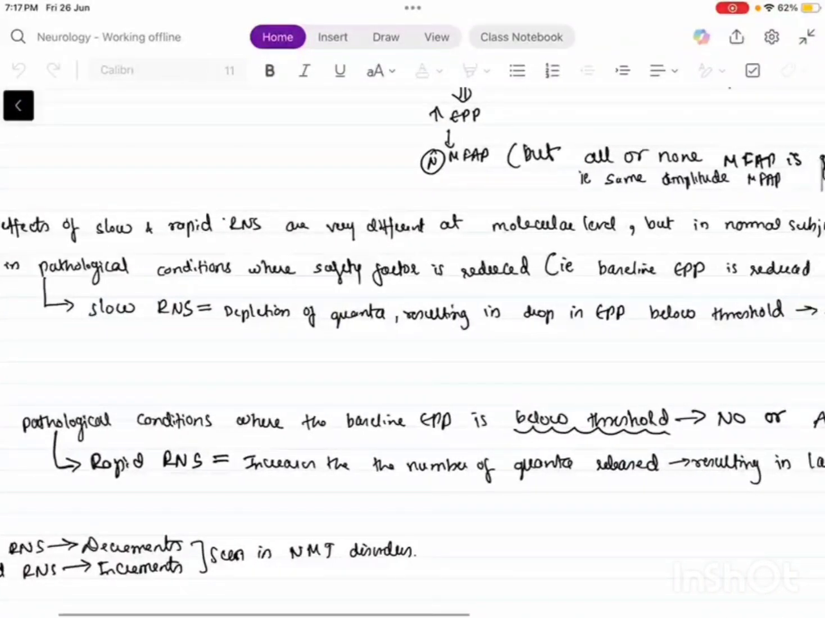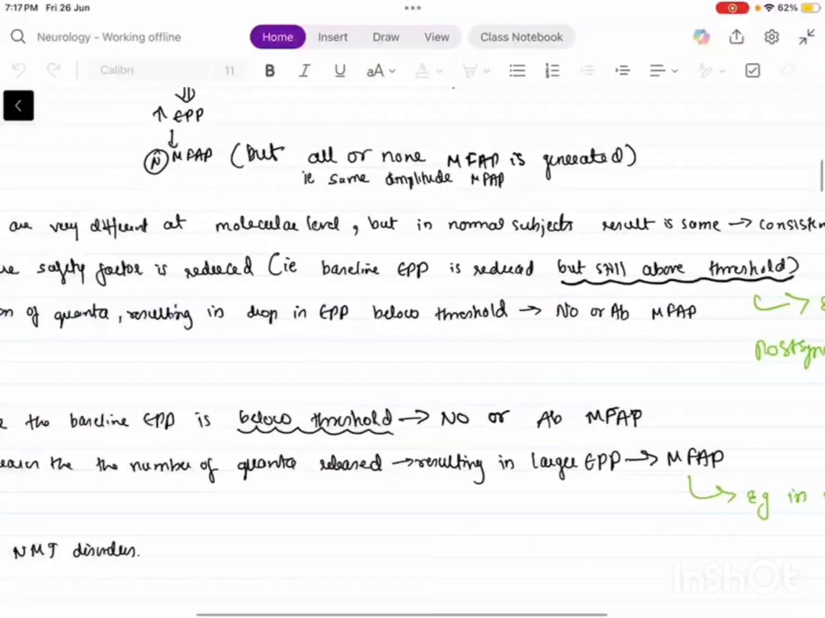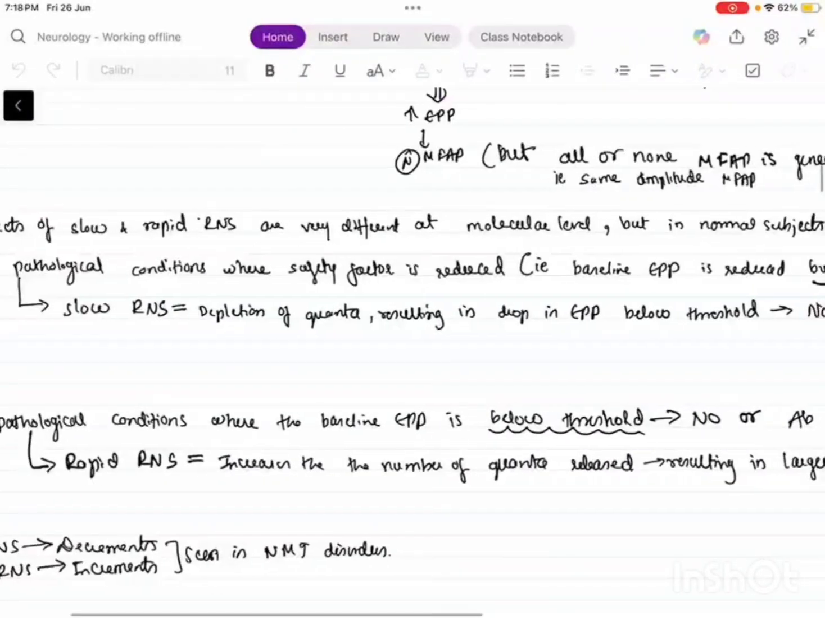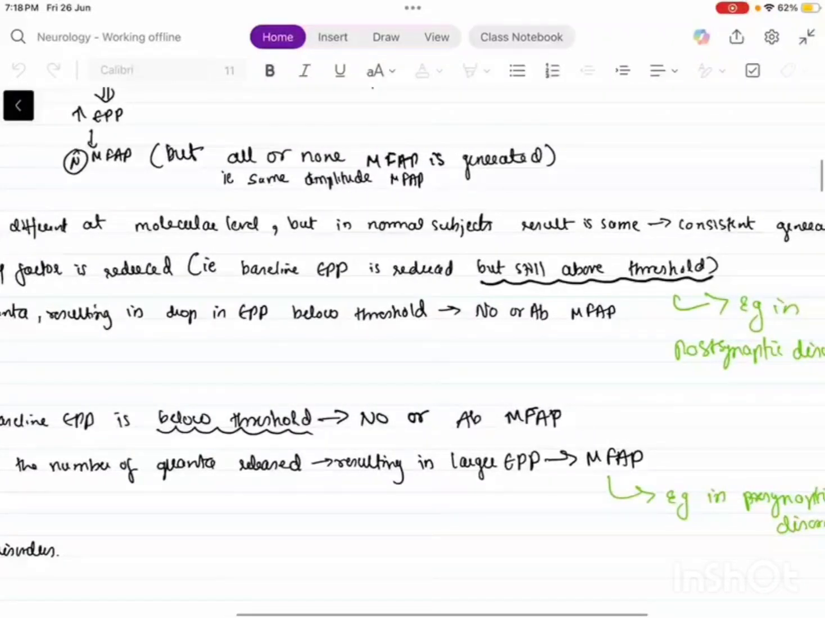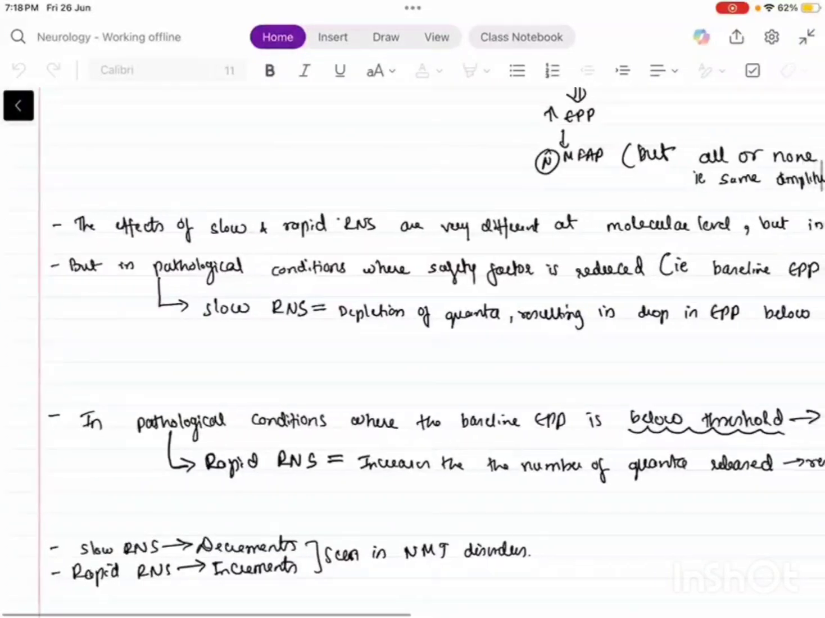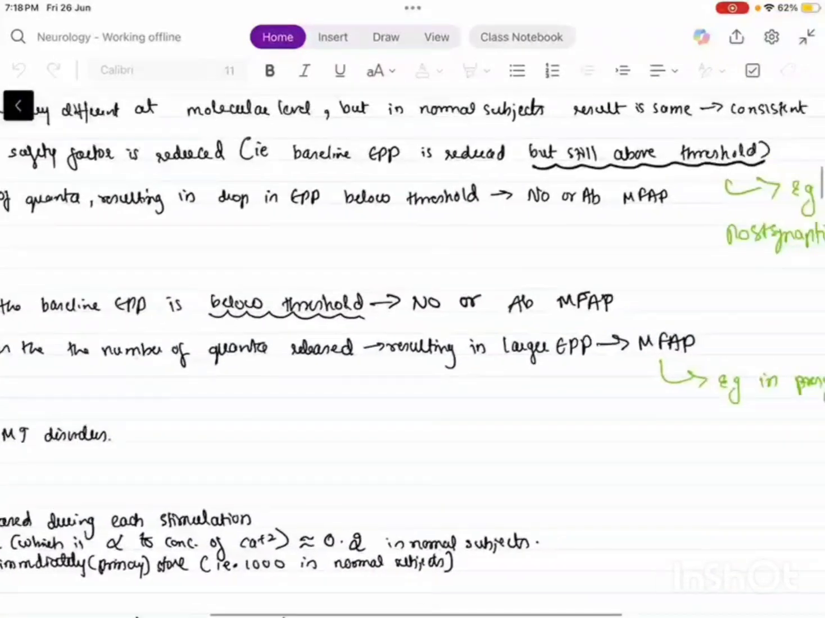Then with slow RNS, what will occur? Depletion of the quanta. In the first 4 stimuli you have seen there is a depletion of the quanta, and at the fifth there is also a depletion and reduced amplitude, because the secondary stores cannot supply. The decreased quanta result in a drop in the end plate potential below the threshold, so there is no or absent MFAP. In rapid RNS, what happens? Calcium influx occurs and there is increased acetylcholine, but in slow RNS this does not occur, hence there is a decrement of the response.